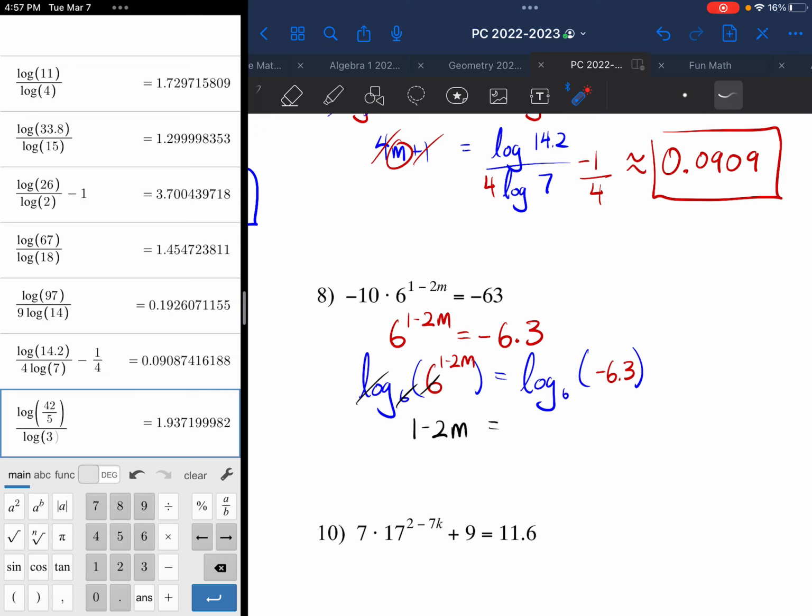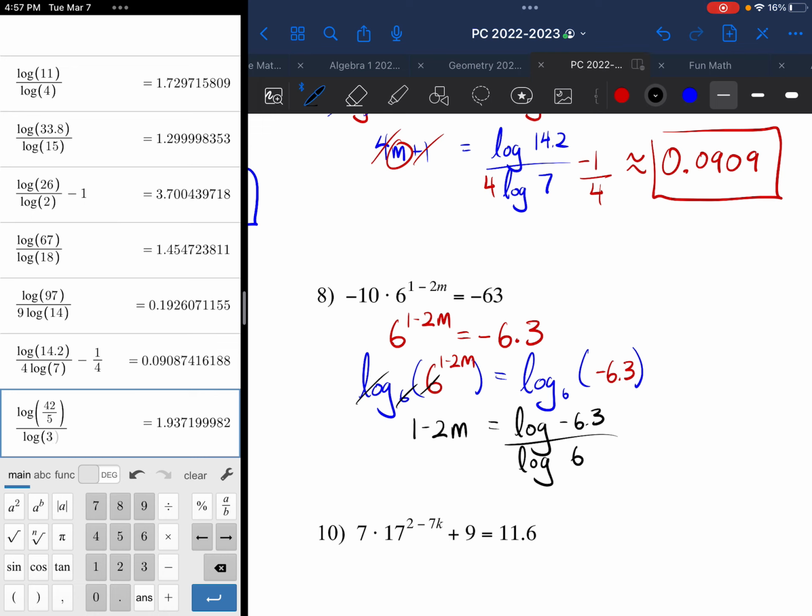So from here, I said change of base formula. Get back on track, Mr. Sindel. We have a log of negative 6.3 in the numerator and a log of 6 in the denominator. Once I do that, you'll notice that I'll have to do what? I'll have to get rid of that 1, so I'll subtract 1 on both sides. So let me do that right now. I'm going to subtract 1 as a separate step.